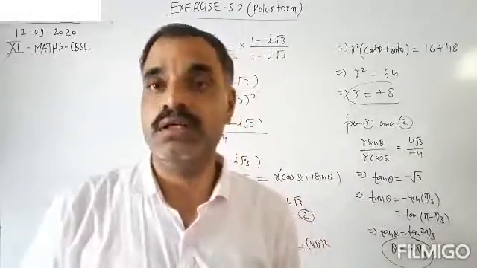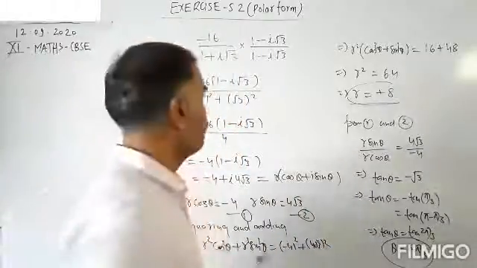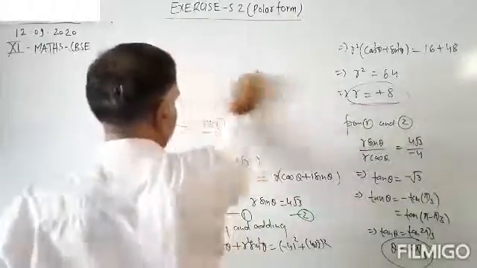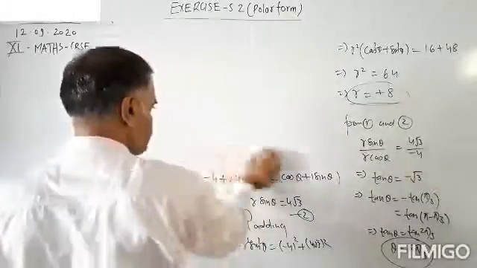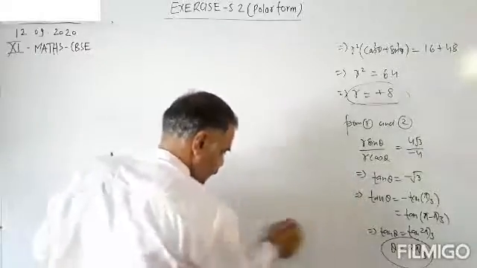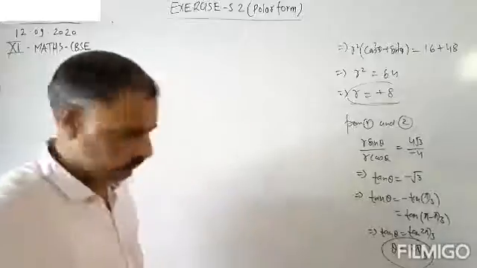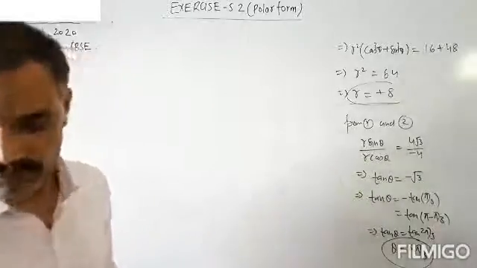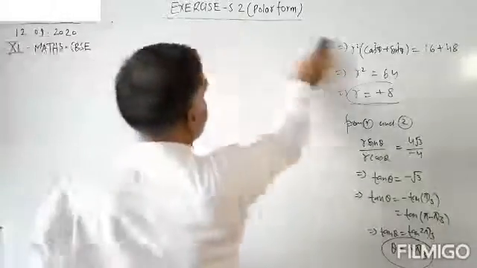Now we can put the given complex number in polar form. So the polar form of the complex number.